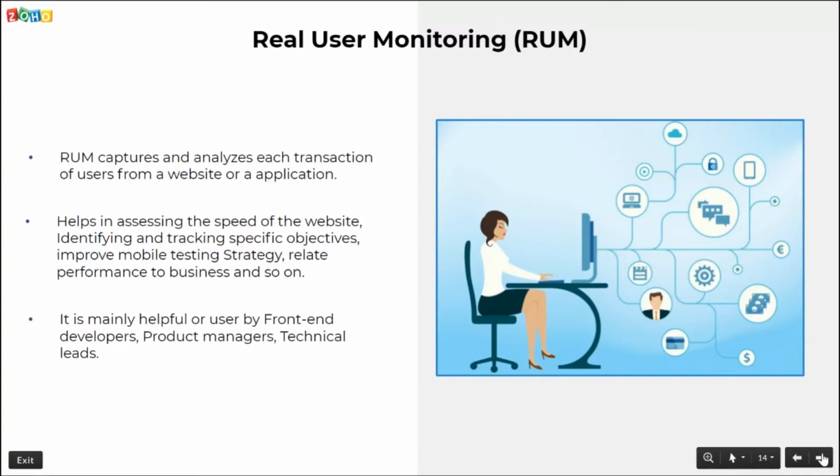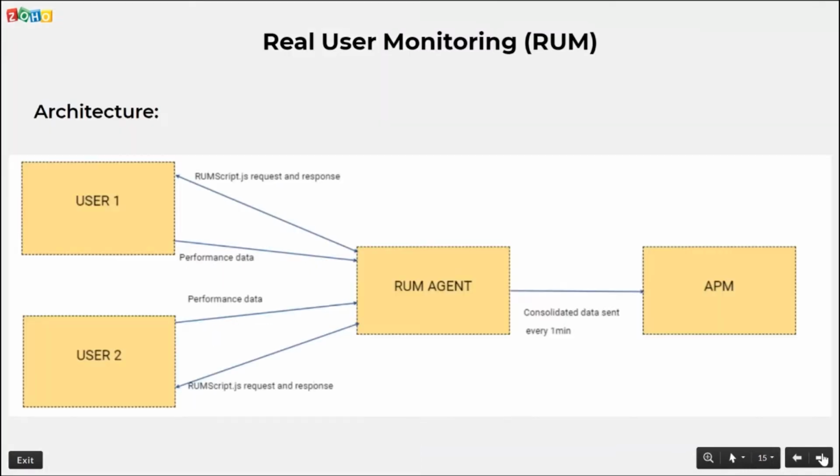Now let's get into the architecture, like how real user monitoring works in Applications Manager. First, the user will have a small JavaScript snippet, and this will be injected in the header or footer of the HTML code of the web application.